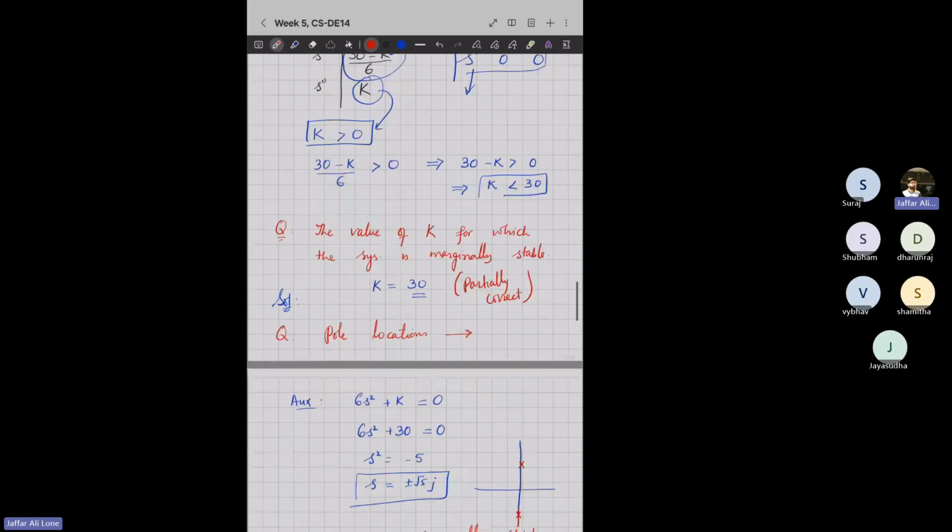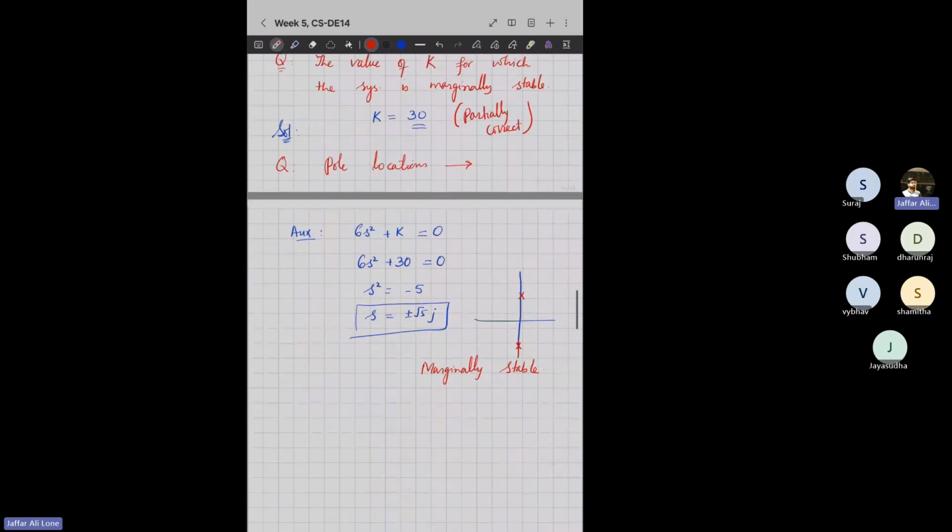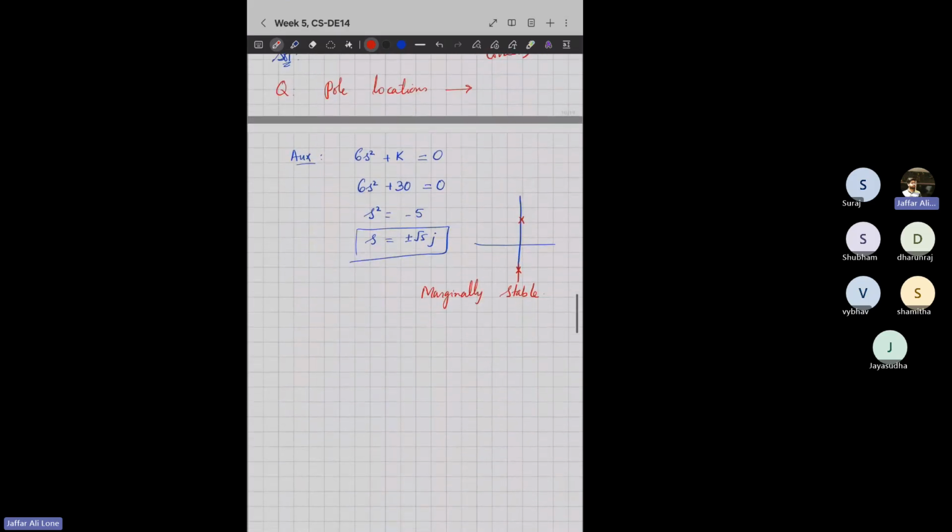Then I asked you to find the value of k for which the system is marginally stable. We know the system will only be marginally stable if the poles are on the imaginary axis, so there should be a presence of a row of zeros. We did that, and then what did we find? We found that k equal to 30 gives me a row of zeros. And yes, that was correct, because when we found the pole locations, they were not repeated. That means the system is marginally stable. Now, based on this, we will do some more questions.